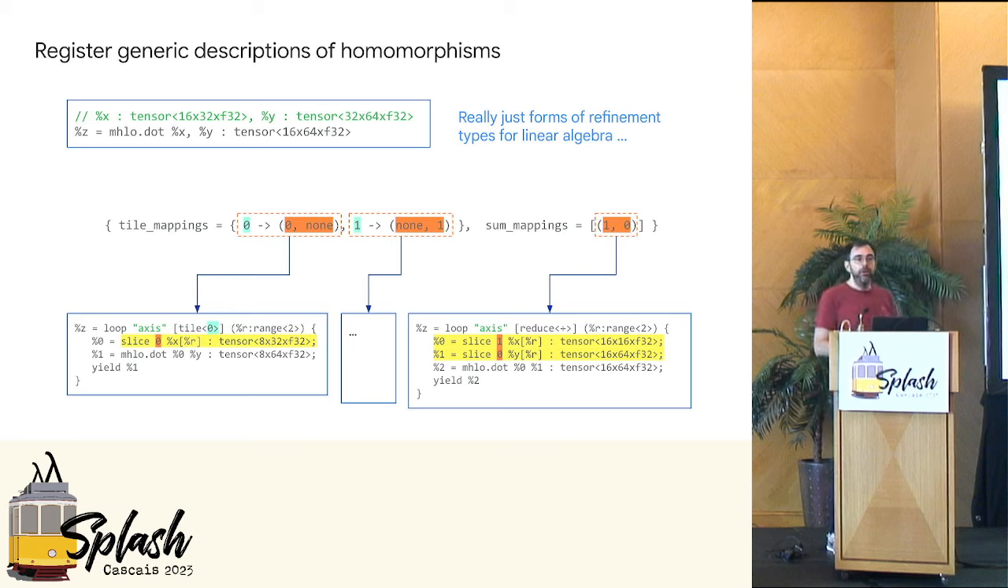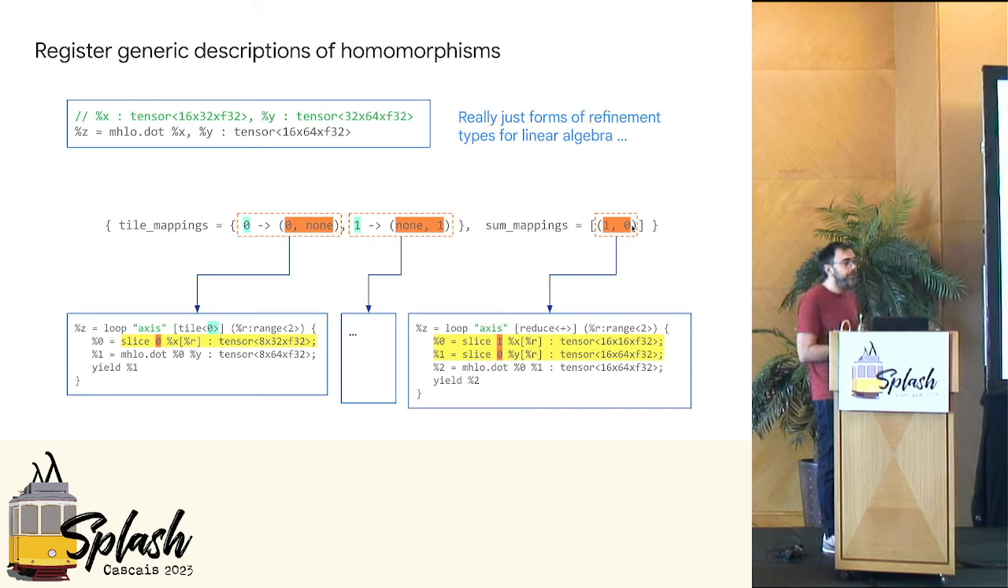Idea number two is that, okay, we have a generic way of expressing these homomorphisms, which we call the tile mapping registry. And basically, it says here, if you want to produce the output in chunks in dimension 0, you should be slicing the first input on dimension 0 and leave the second operand untouched. There's another one for the output dimension, but also it says if you want to produce the whole output, you could actually do a reduction where you slice the first operand on dimension 1 and the second operand on dimension 0. So it's really like a coding.